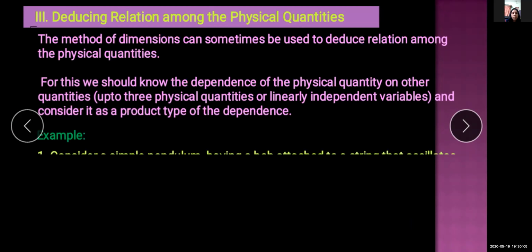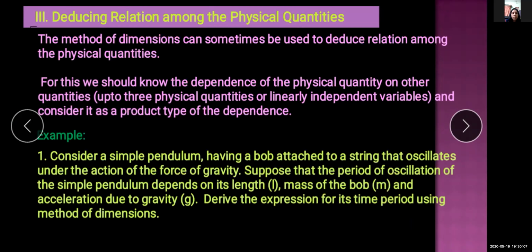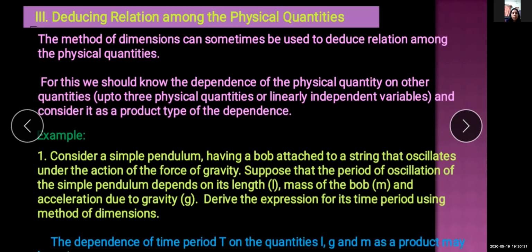Okay, let's take an example. Consider a simple pendulum having a bob attached to a string that oscillates under the action of the force of gravity. Suppose that the period of oscillation of a simple pendulum depends on its length, the mass of the bob, and acceleration due to gravity. Now derive the expression for its time period using the method of dimensions.